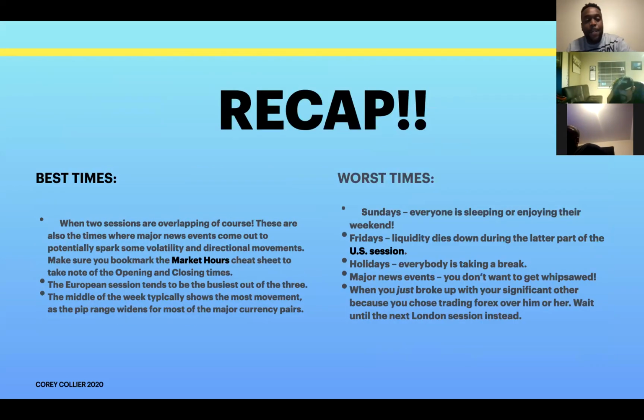So let's recap. The best times to trade, of course, are when two sessions are overlapping. Those are the times when major news events come out to potentially spark some volatility and directional movements. Be sure to bookmark the market hours cheat sheet to take note of the opening and closing hours. Also, the European session tends to be the busiest out of the three. The middle of the week typically shows the most movement as the pip range widens for most of the major currency pairs.